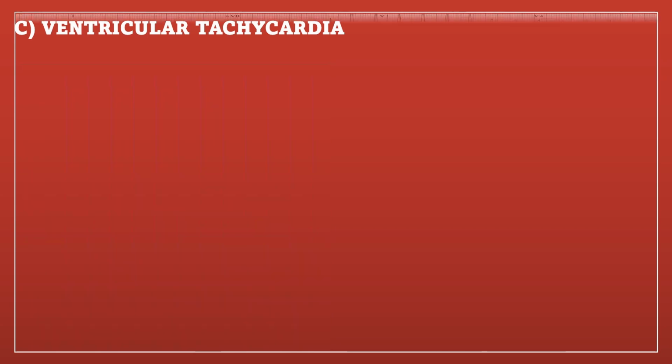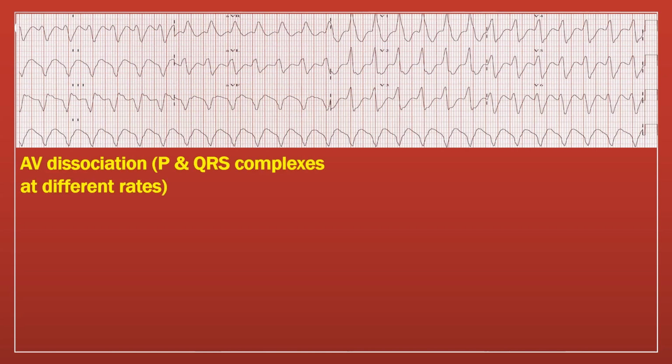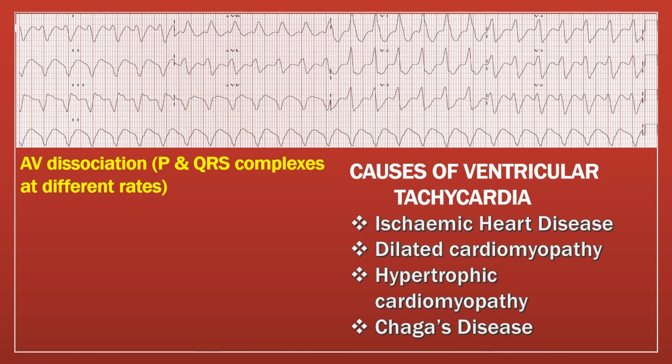So in VT, we can see a broad QRS complex. And remember, these complexes originate from the ventricles. The second very important thing to remember is that there is AV dissociation, meaning there is no relation between P wave and QRS complex. So in such ECGs, one will not find any P waves. The main causes of VT are ischemic heart disease, dilated cardiomyopathy, hypertrophic cardiomyopathy, and Chagas disease.